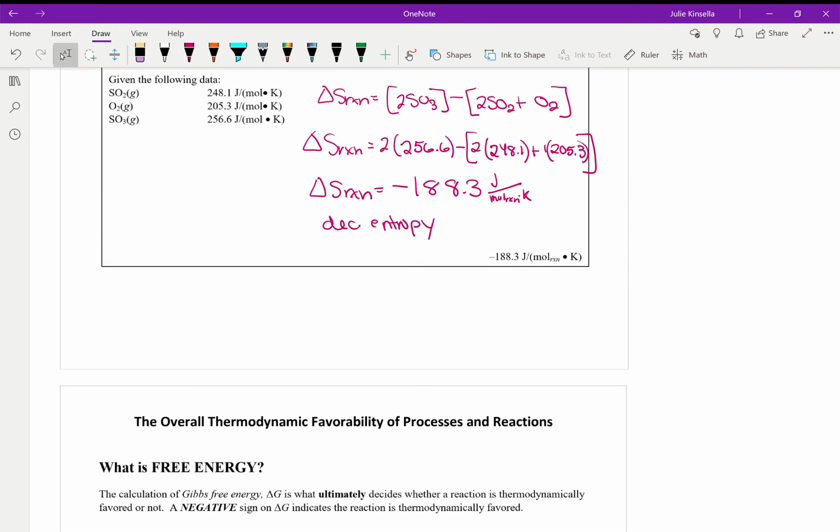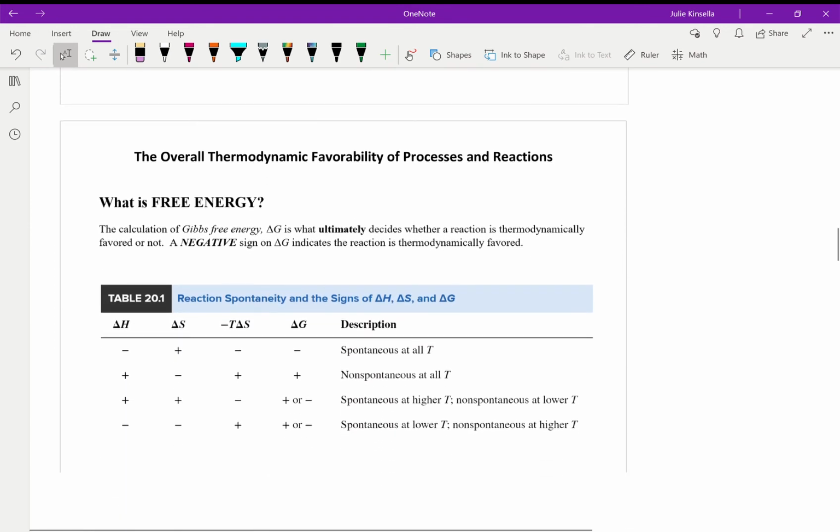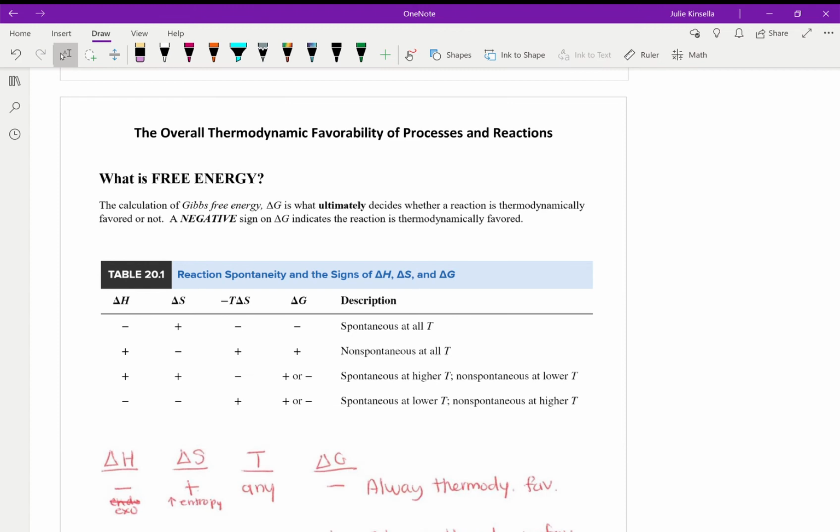Even though we're going to focus in the next unit on free energy, I want to bring it up here. So the overall thermodynamic favorability of different processes and reactions is going to be summed up with this idea of free energy, or Gibbs free energy. So delta G ultimately decides whether a reaction is thermodynamically favorable or not. A negative sign on delta G, when we go to calculate this, indicates that the reaction is thermodynamically favored.